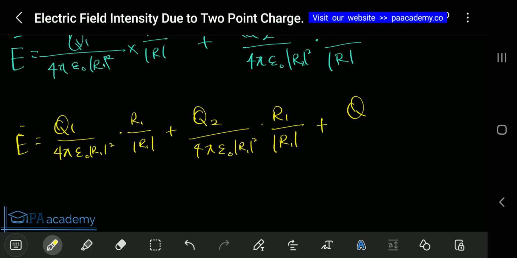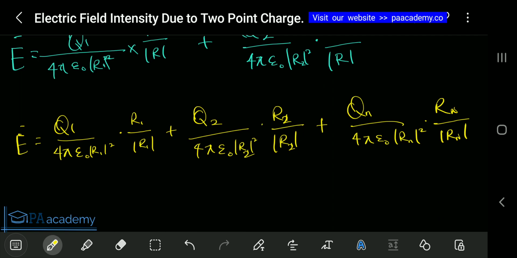This will be Q3, so let's just say Qn over 4 pi epsilon naught, over Rn squared, multiplied by the unit vector over its magnitude. Okay, so that is it on the field intensity due to point charges.